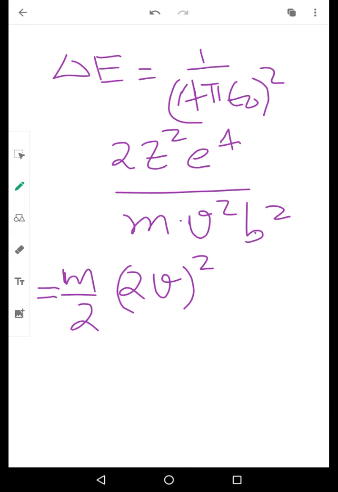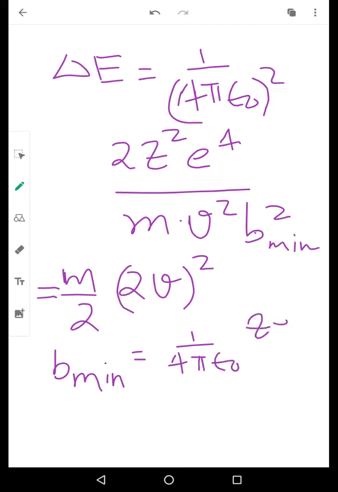So when you just solve it, then you get the answer for b minimum. So b minimum, which is the minimum in this case, comes out to be 1 over 4 pi epsilon 0 and z e square by m v square. Clear?